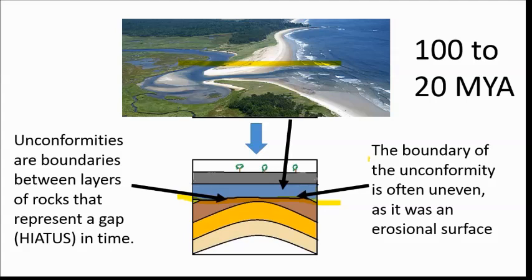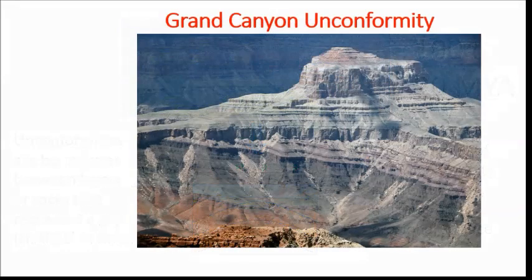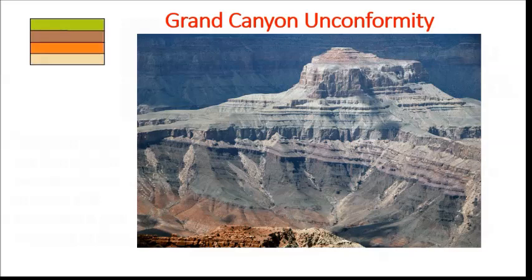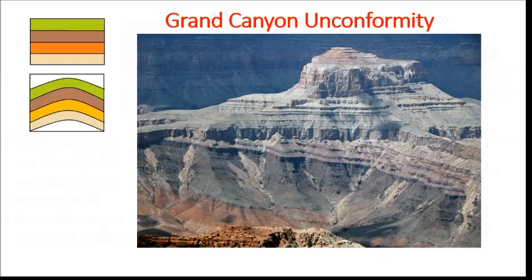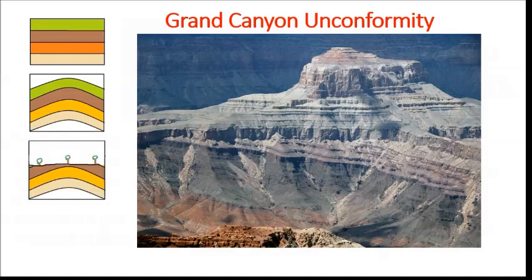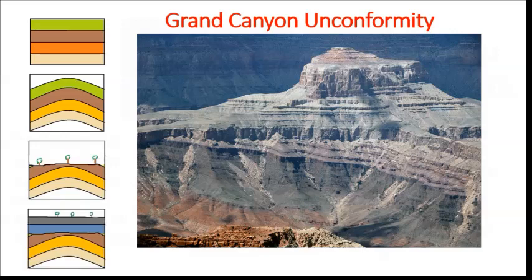The boundary of the unconformity is often uneven, as it was an erosional surface. Here's a famous unconformity in the Grand Canyon. Can you see it? Let's remind ourselves of the sequence. First we had the law of superposition and the law of original horizontality. Then those rocks were folded. Then that anticline was eroded down. Then, after that gap in time, there were further rocks deposited on top.